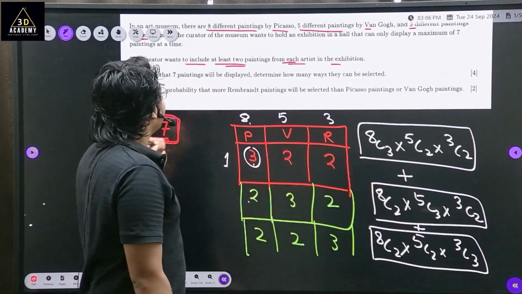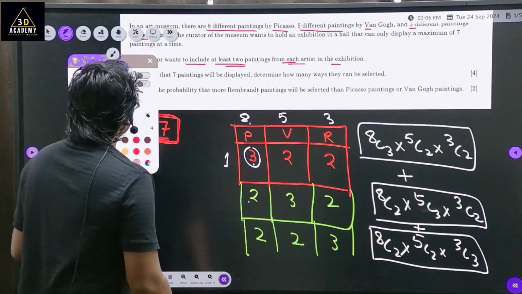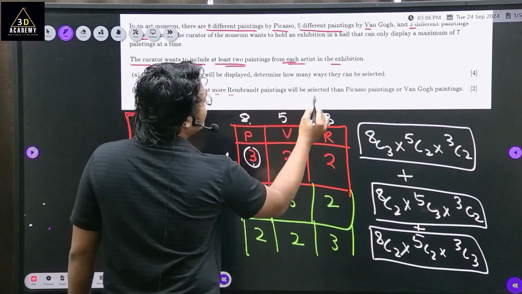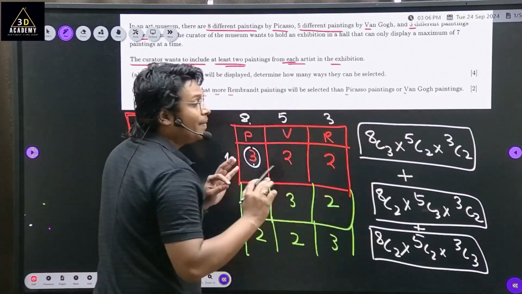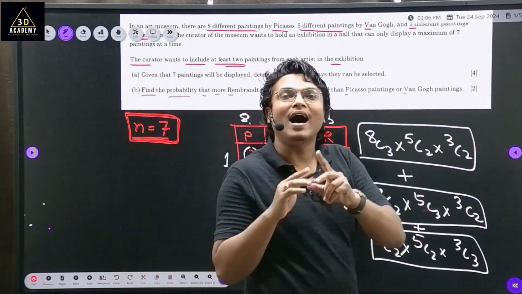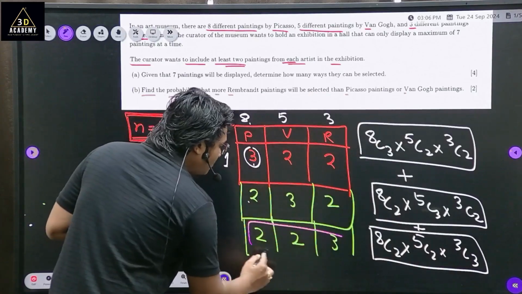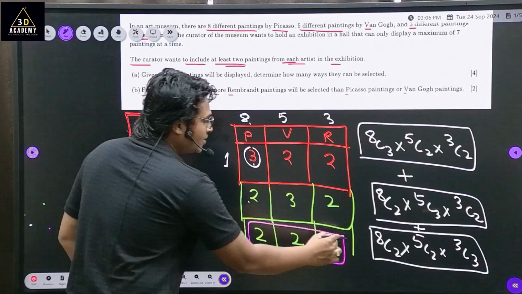Getting it or not? Now what is the second question asking? Find the probability that more Rembrandt paintings will be selected than Picasso and Van Gogh. There should be more paintings of Rembrandt than Picasso and Van Gogh. So more paintings of Rembrandt come in only one option. Yes or no? That is the third option.